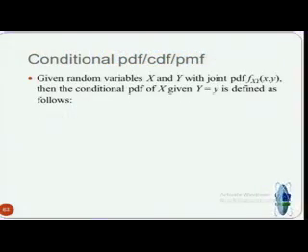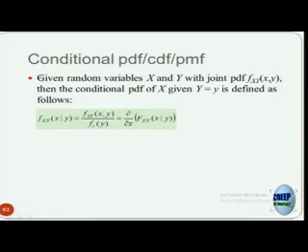Now there is another concept that we need to define, that is the concept of the conditional PDF, CDF, PMF. We've done marginals, the marginal PDF, CDF, PMF. We've also done joint, and now we have to do conditional. If you have random variables x and y with the joint PDF f_XY(x, y), the conditional PDF of x given Y equal to y is defined as follows: f_{X|Y}(x|y) is equal to f_XY(x, y) divided by f_Y(y). This is called the conditional PDF, and it is the derivative of the conditional CDF with respect to x. It's a partial derivative.